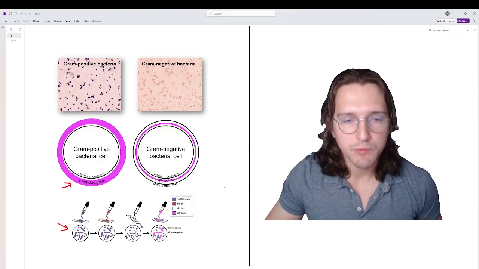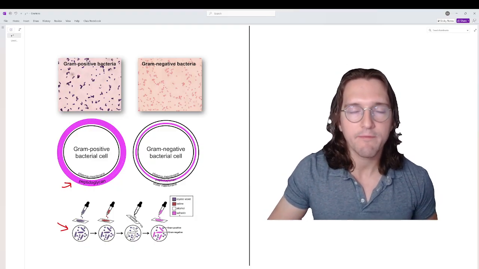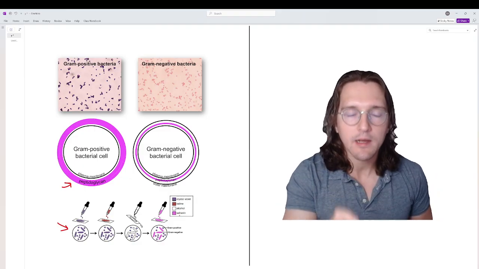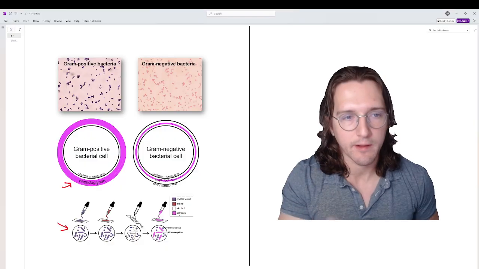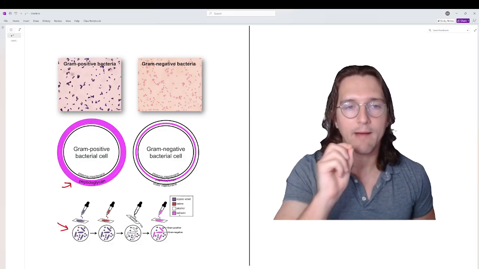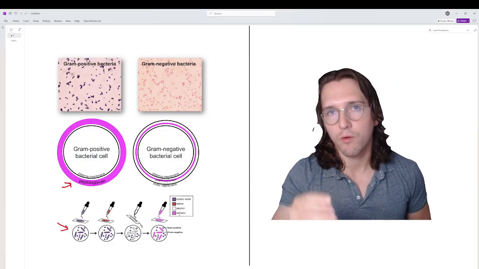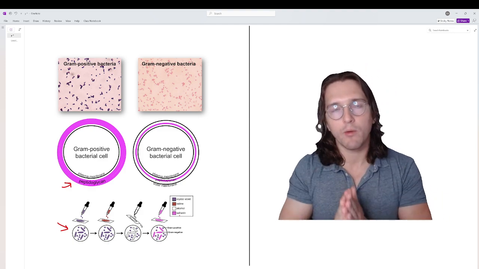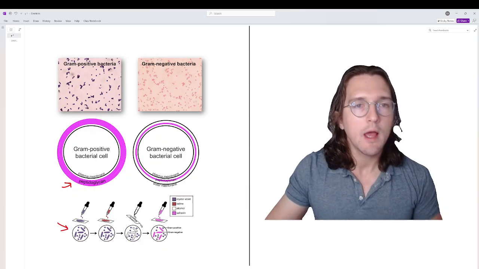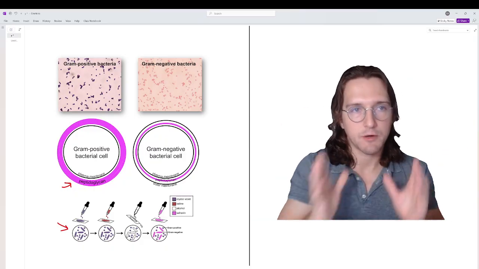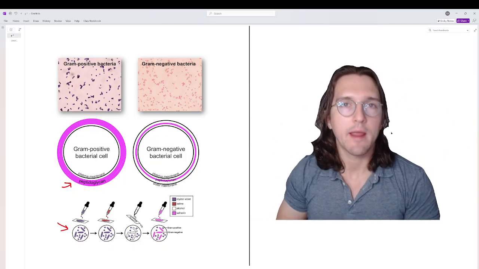And then the last step is we will add this sort of pink dye called safranin, and safranin will only get stuck to the gram-negative cell, the transparent cell. It won't get stuck in the gram-positive cell, and that will turn the gram-negative cells sort of pink or a little bit red. And then at that point, when we look under the microscope, we'll see two sort of main populations, the gram-positive, the purple, and then the gram-negative, the pink.